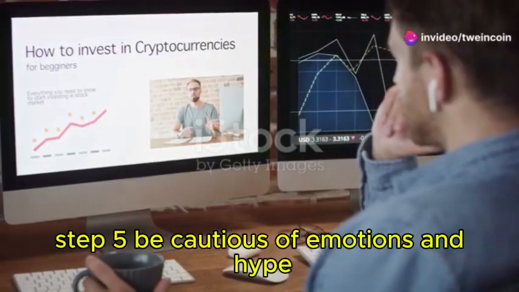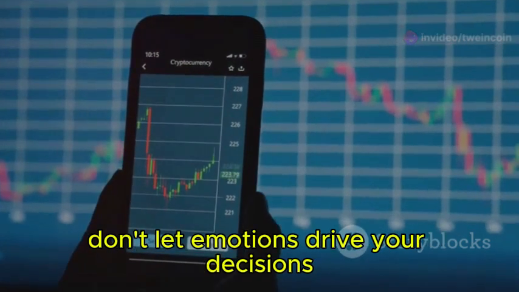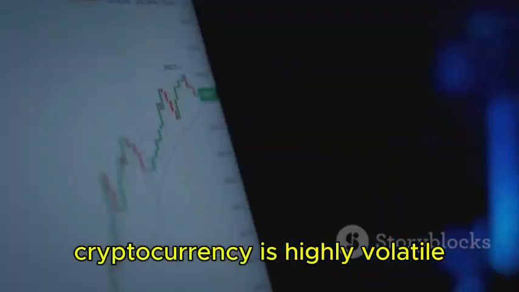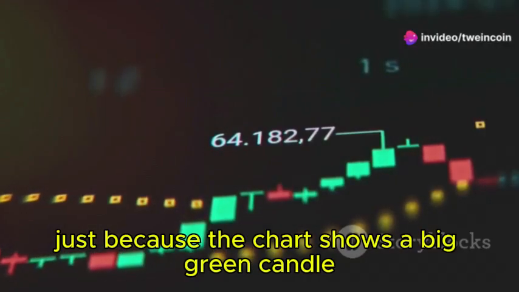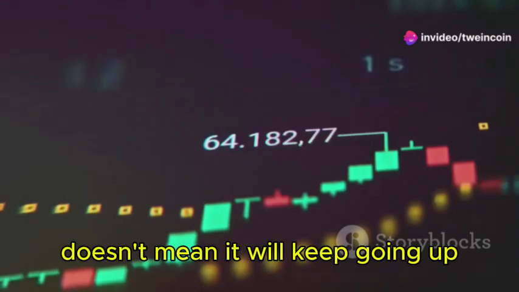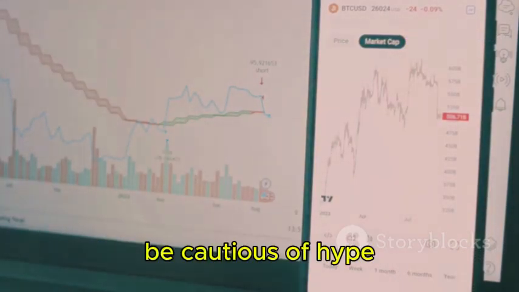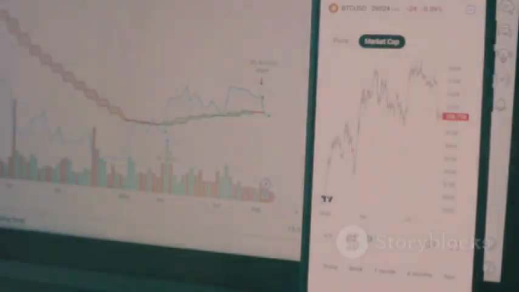Step 5. Be cautious of emotions and hype. And finally, a tip that goes beyond the charts. Don't let emotions drive your decisions. Cryptocurrency is highly volatile. Prices can swing dramatically in a single day or even hour. Just because the chart shows a big green candle doesn't mean it will keep going up, and a red one doesn't guarantee a crash. Be cautious of hype and take your time to understand the trends, not just the price moves.